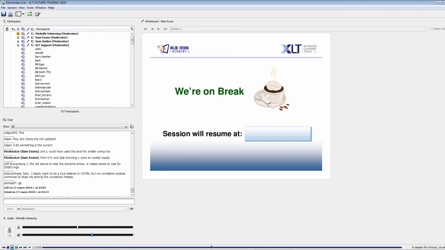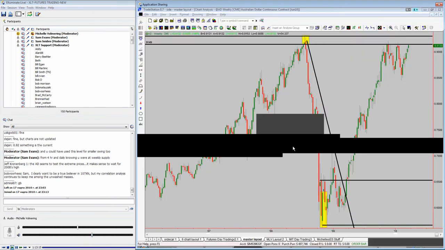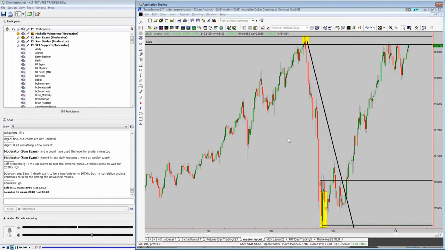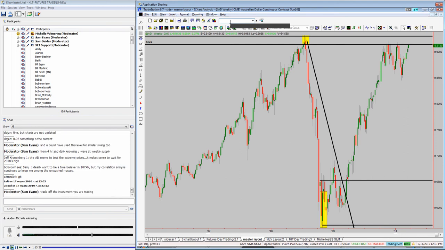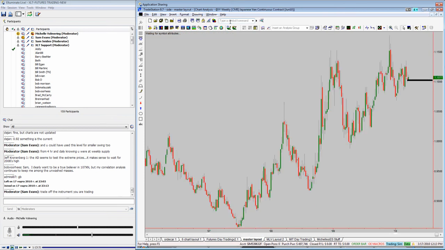Turn on the recording, the mic is on, and let me go in and application share the charts again. Okay, you should be able to see the same chart that we ended up with on the Aussie dollar. Just make sure that everybody can see this. I just want to make sure the connection is there, so good.